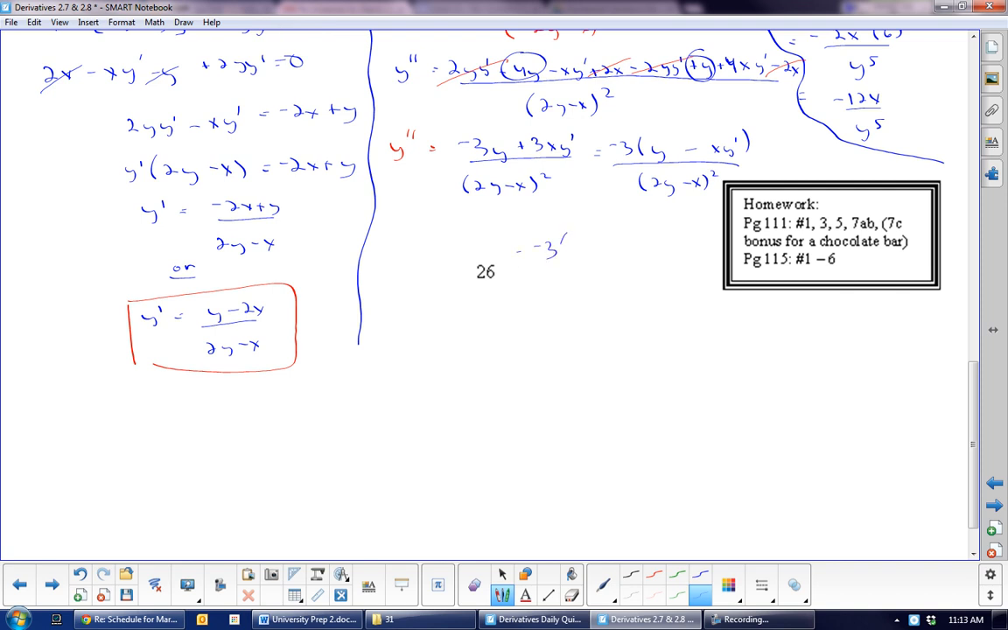Equals negative 3 (y minus x), and then we're going to put in this baby right here. So maybe draw an arrow so later when you look at these notes you're going to be like, how do we put that in there? Over 2y minus x, all over (2y minus x) squared.